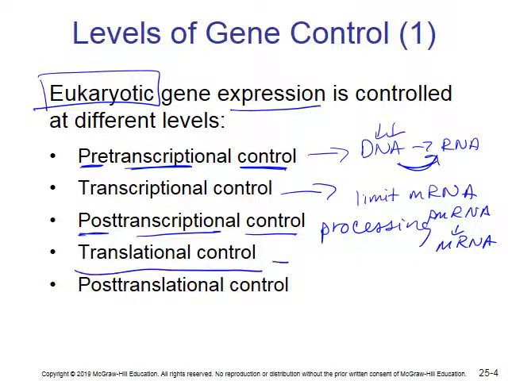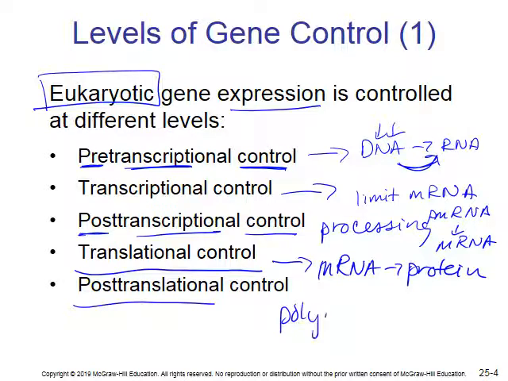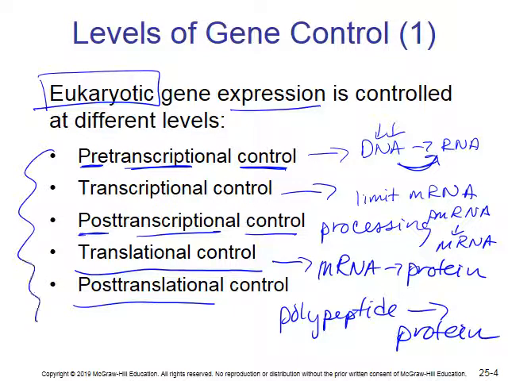We can have translational control. That's when we take the messenger RNA and we turn it into the protein. We could have a control mechanism set up there. Or post-translational. Remember we have that polypeptide and we have to fold that polypeptide into a fully functioning protein. So we have various levels at which we can control the expression of a particular gene or the protein product that that gene is producing.